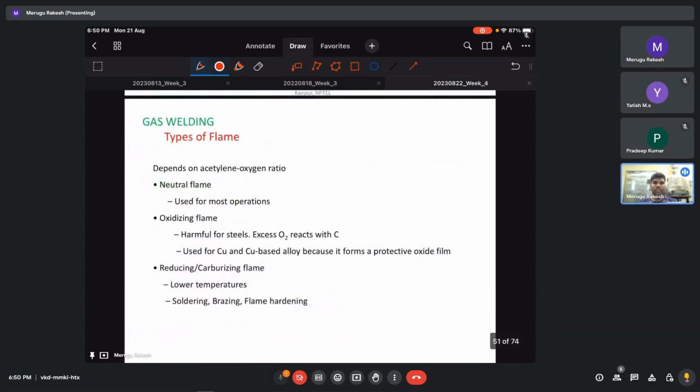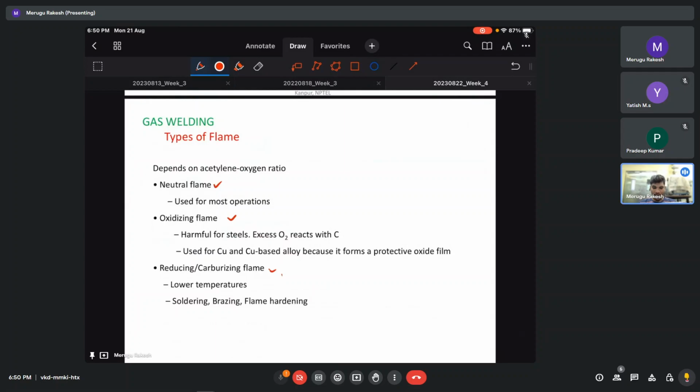So we have different types of flames. One is neutral, oxidizing, and reducing flames. Only in neutral flame we are going to use the same ratio of oxygen to acetylene gas. In oxidizing flame we are giving excessive oxygen, so it is used for copper coverage less because it forms a protective oxide film. For reducing flame we are using less oxygen than required. It is also called carburizing flame, used for soldering, brazing, and flame hardening.